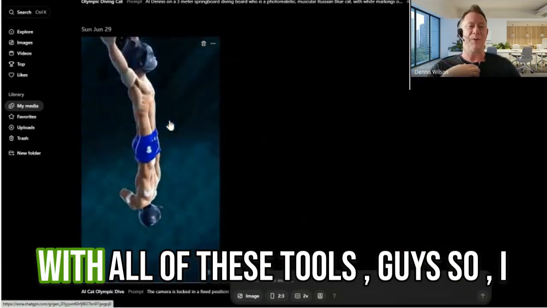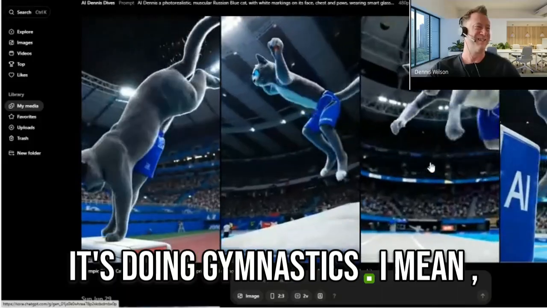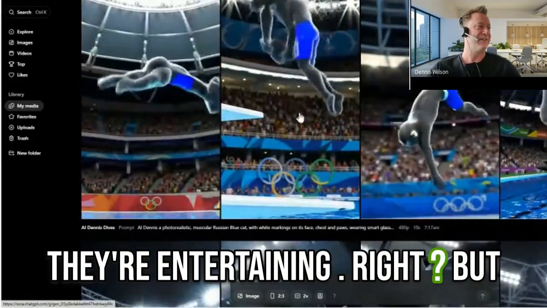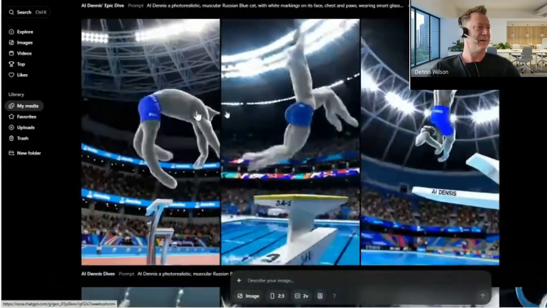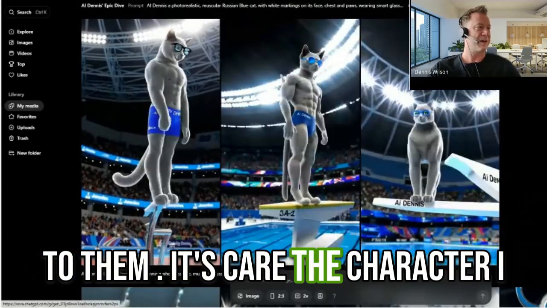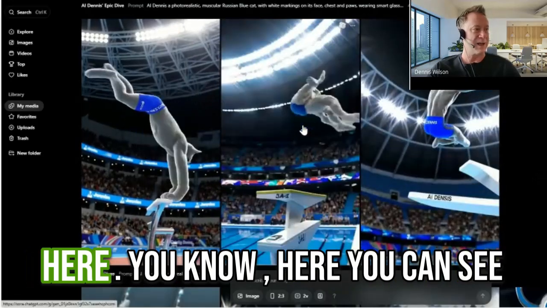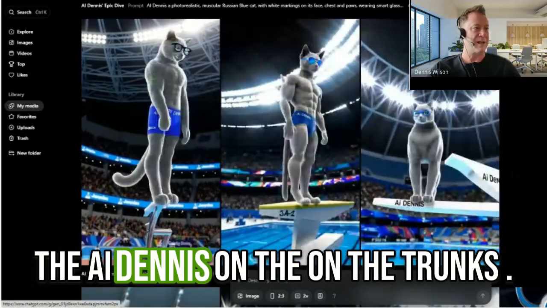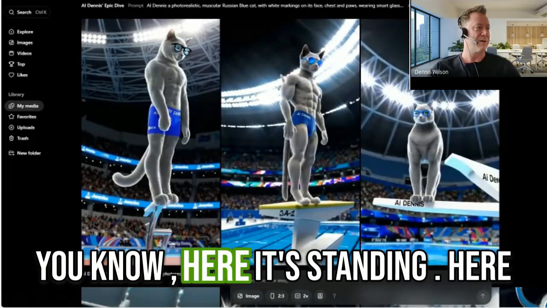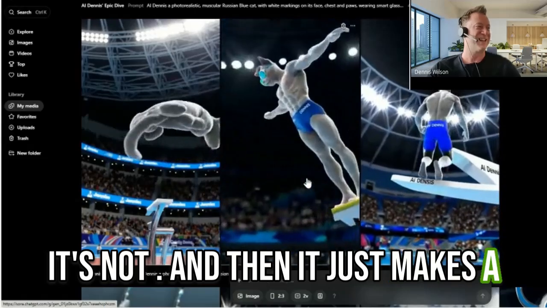So that's the other problem with all of these tools, guys. Here it's not even diving, it's doing gymnastics. They're entertaining, right? But they're not usable. So even here, we get a nice start to them. It's the character I wanted. It doesn't quite say AI Dennis like it's supposed to. It does here. You can see the AI Dennis on the trunks. Here it's standing, here it's not. And then it just makes a mess of the dog.